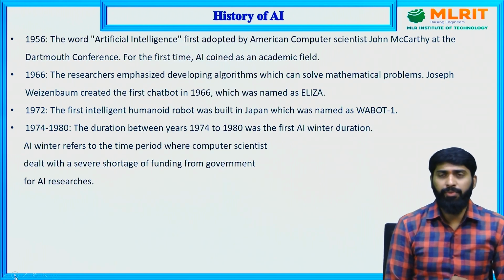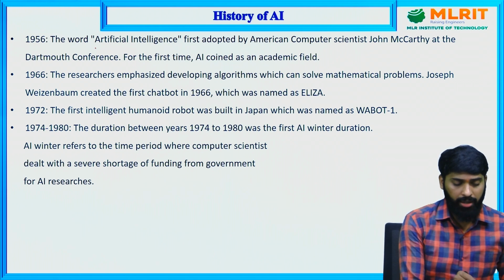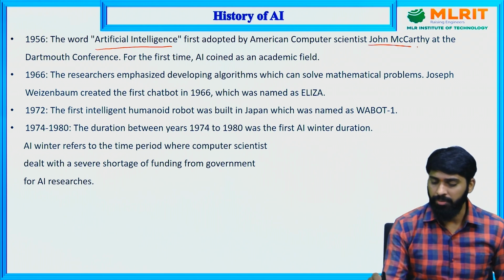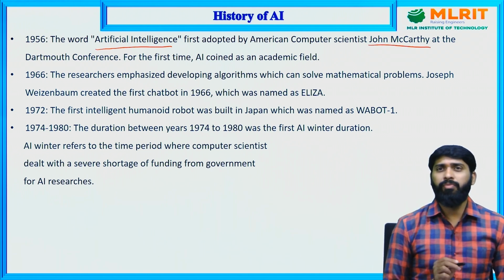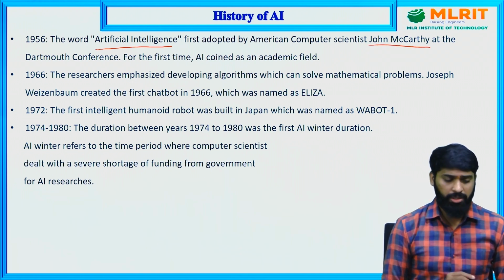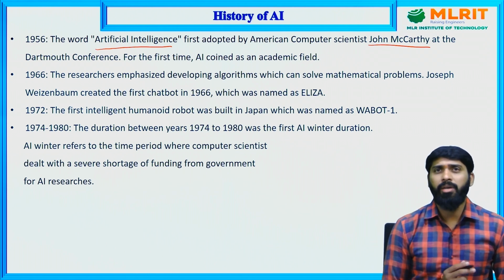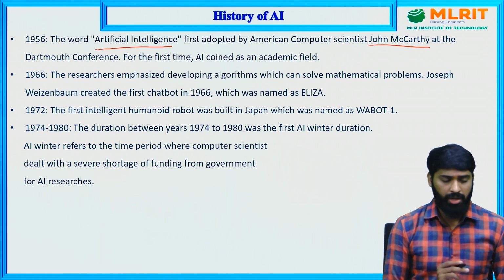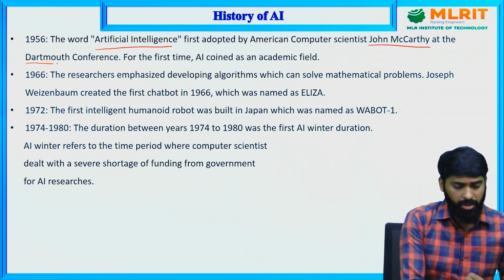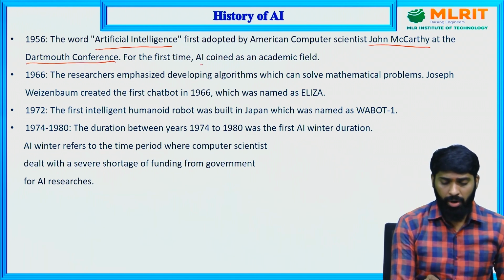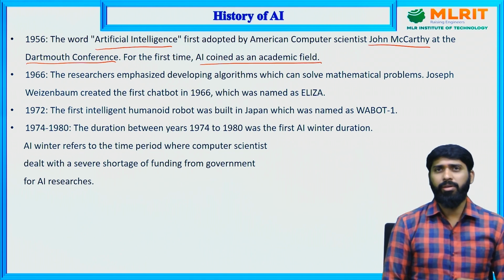In 1956, the word artificial intelligence was first adopted by American computer scientist John McCarthy. John McCarthy is called the father of artificial intelligence. The word artificial intelligence was first adopted by him at the Dartmouth conference. For the first time, AI was coined as an academic field.